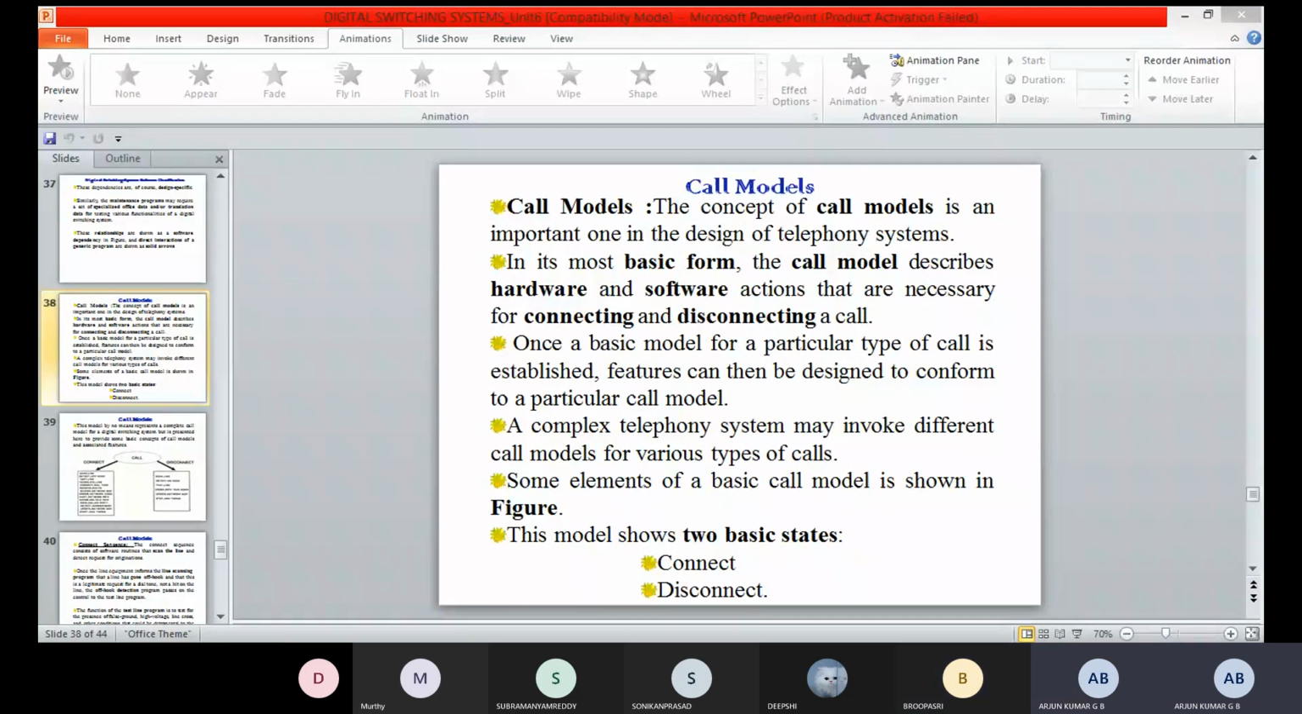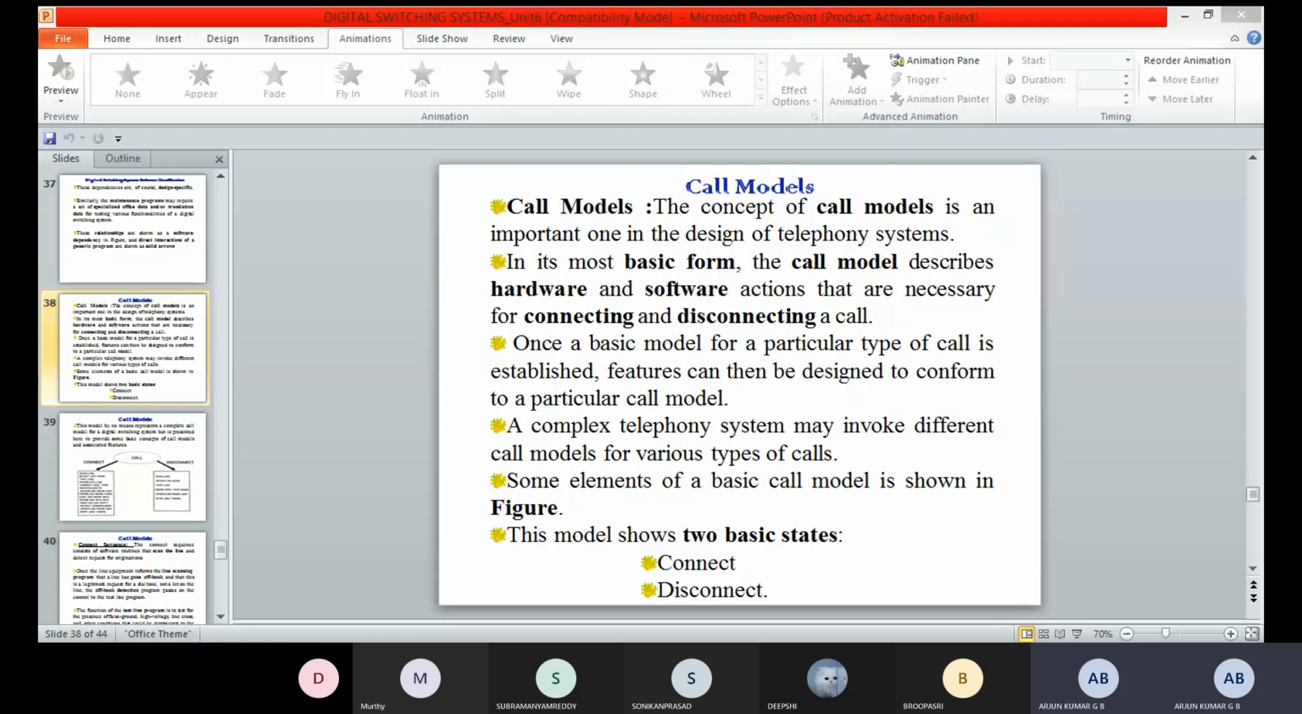Then we move on to the next topic. I'll give the introduction about the call modules. The call modules describe the basic connection between the hardware and software that are necessary for connecting or disconnecting a call. How the connections will happen during the connecting time? What are the software and hardware used to make the connection? For disconnecting also, what are the software and hardware used to disconnect the call? Okay, that's the call modules.